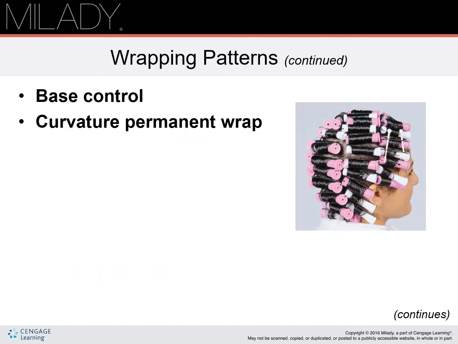Base control. Base control is the position of the tool in relation to its section. This is determined by the angle in which the hair is wrapped. Again, this is on base, half off base, and off base.